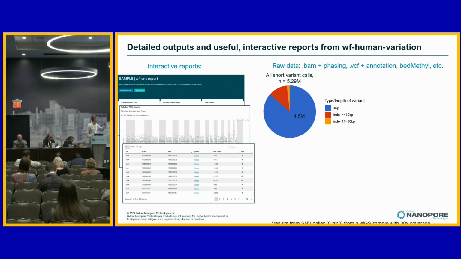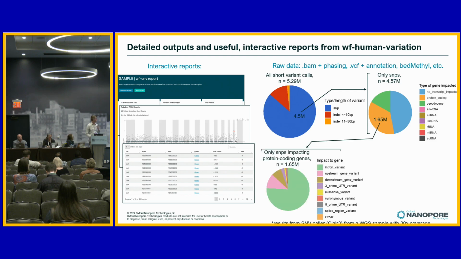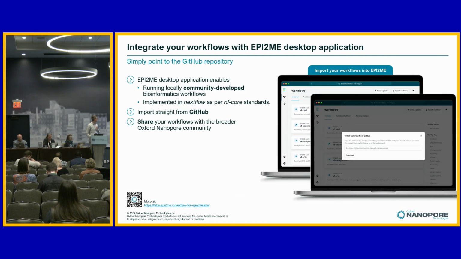We get all of the variant calls, about 5.3 million, which is a lot to sift through, but because of the rich annotation provided by the pipeline, we can dig into only the variants that we're interested in for this project, see how each of those impacts different genes, and ultimately look at only the likely deleterious variants so that we have a smaller set to look through as we move on to tertiary analysis subsequent to this workflow.